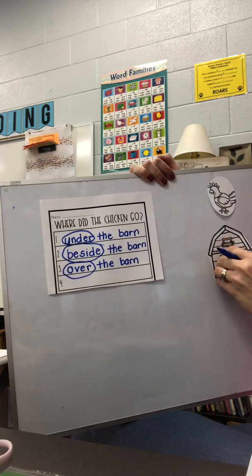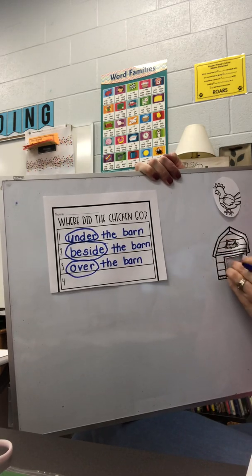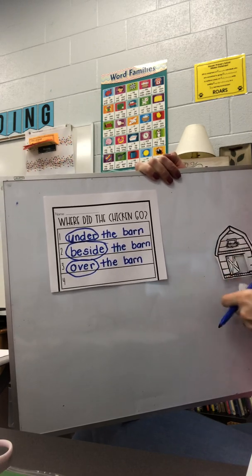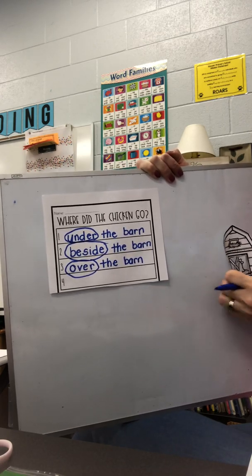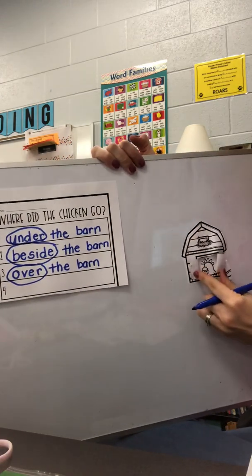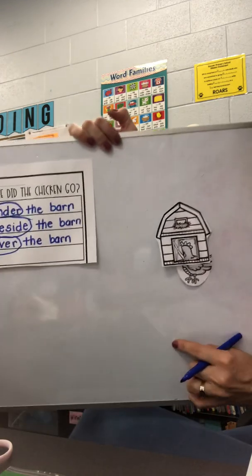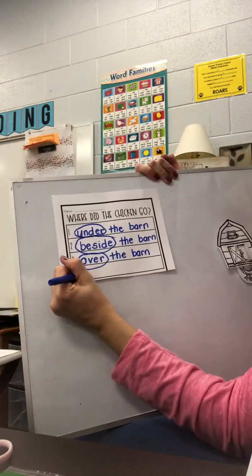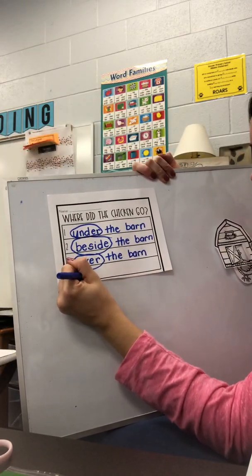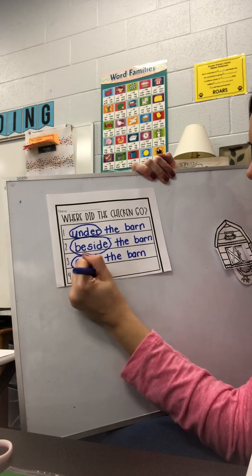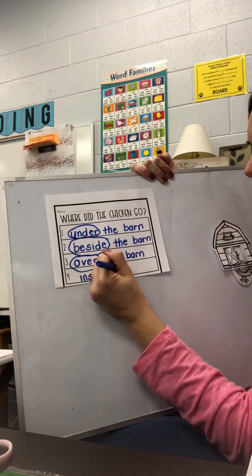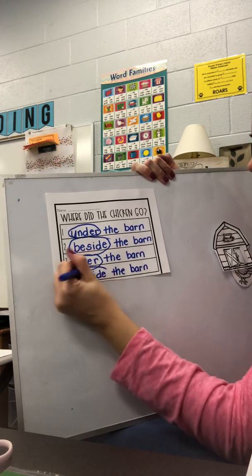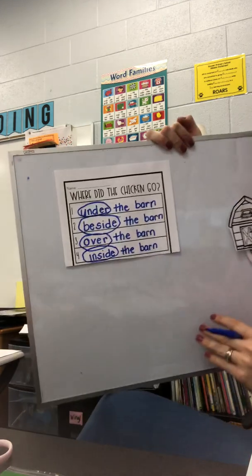And I even cut my barn doors open. Because what if I want to put my chicken there? What could we say? If the doors are open and there's the chicken, we could say the chicken is, oh, did you say inside the barn? If you said inside, the word inside is another example of a word that's called a preposition.